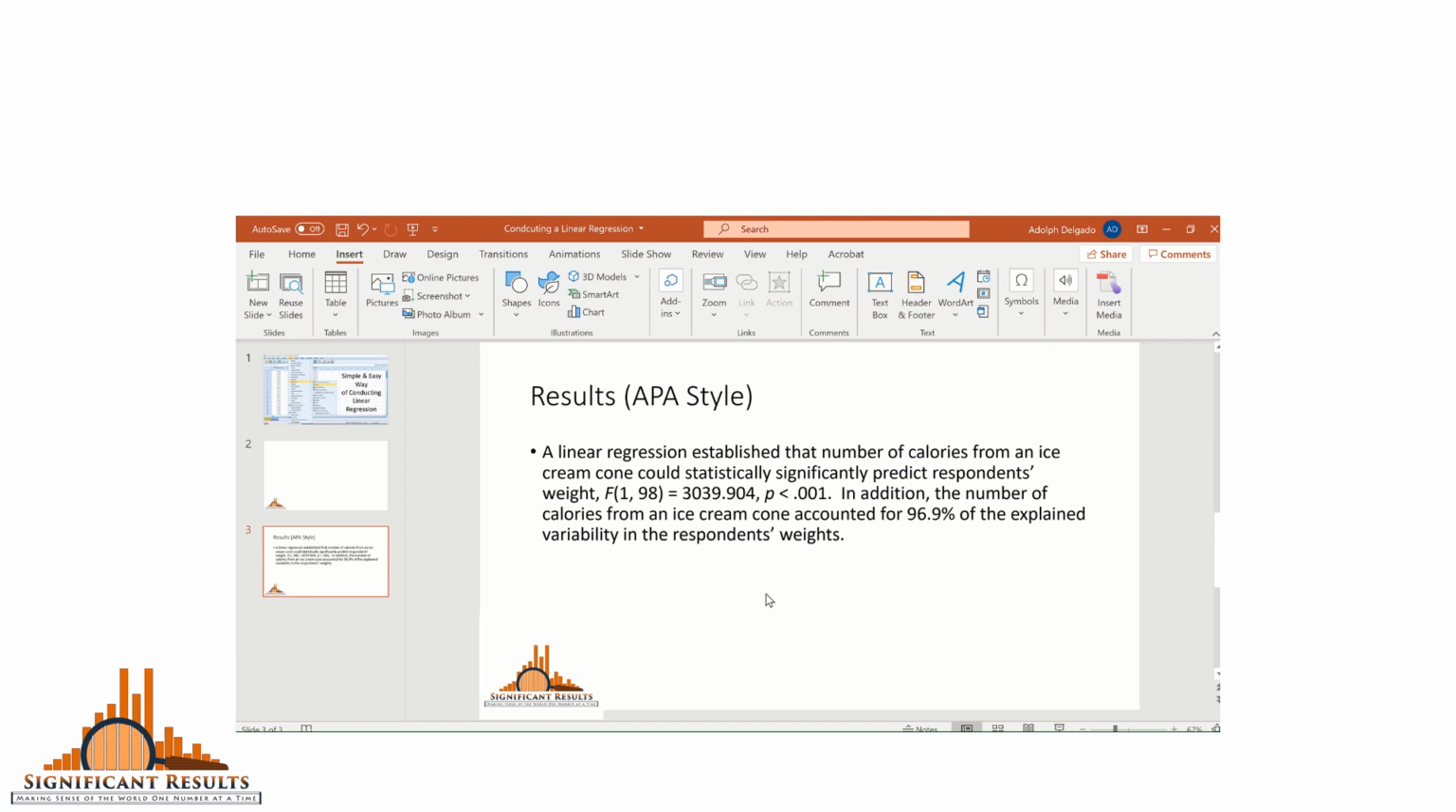So this is the way I would write up the results. A linear regression established that the number of calories from an ice cream cone could statistically significantly predict respondents' weight, with p less than 0.001. In addition, the number of calories from an ice cream cone accounted for 96.9% of the explained variability in the respondent's weight. So, key things to mention are that it statistically significantly predicts because of our p-value, and also we wanted to talk about how much the independent variable explains the dependent variable.